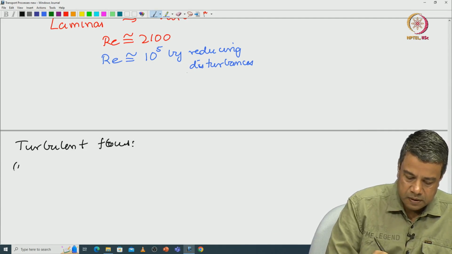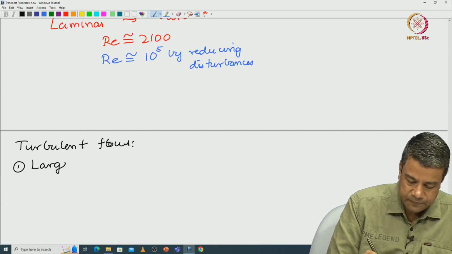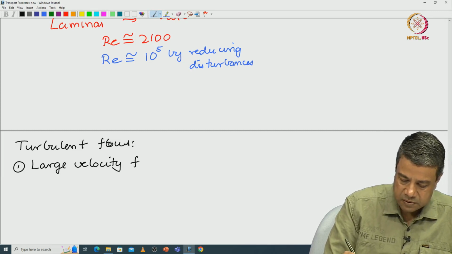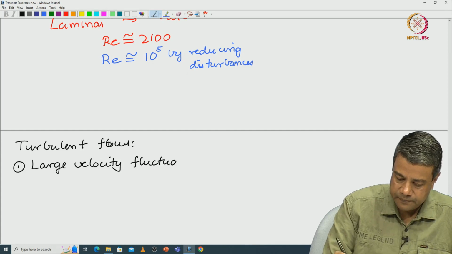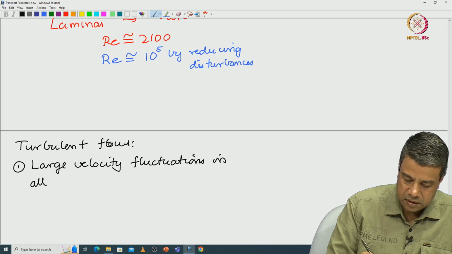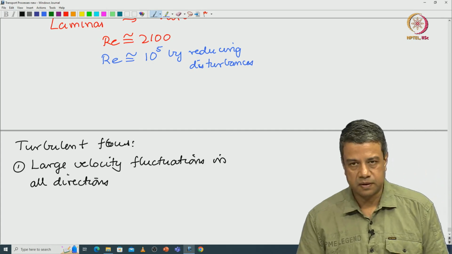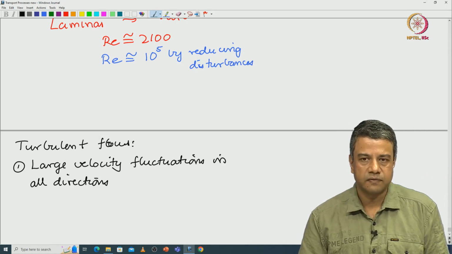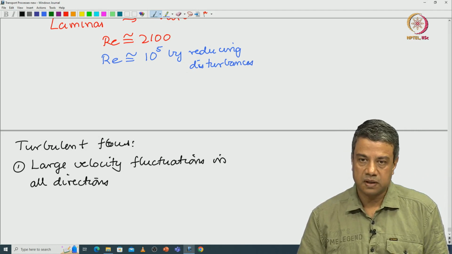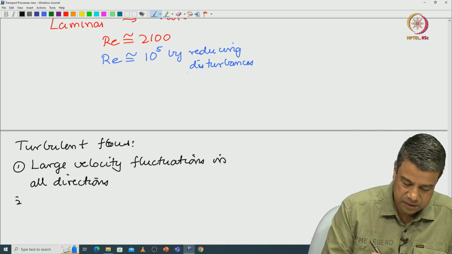One is there are relatively large velocity fluctuations in all directions in a turbulent flow. As I said, at a given location, if you track the velocity, the average of the velocity will be only in one direction, but the velocity fluctuations will be in all three directions.